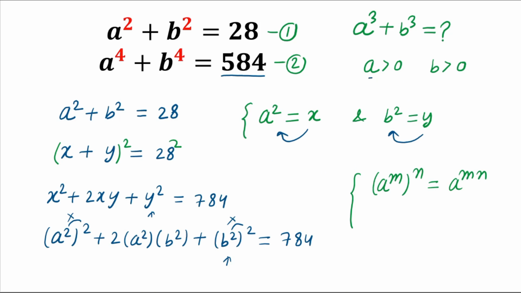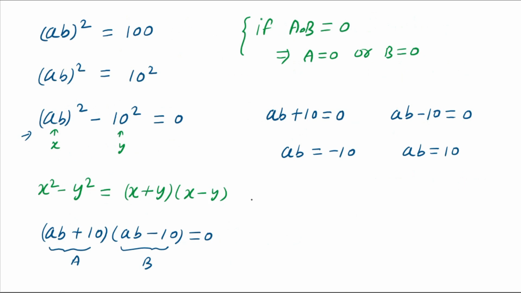Look carefully. It is given that a and b are both greater than 0. So ab is not negative. So this case is rejected, because if a and b are both greater than 0, then the product ab cannot be negative. So this value of ab is accepted. Here the value of ab is 10.